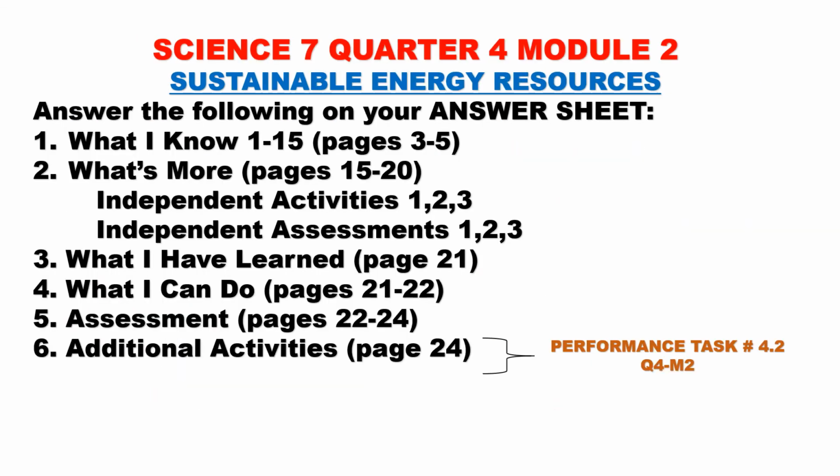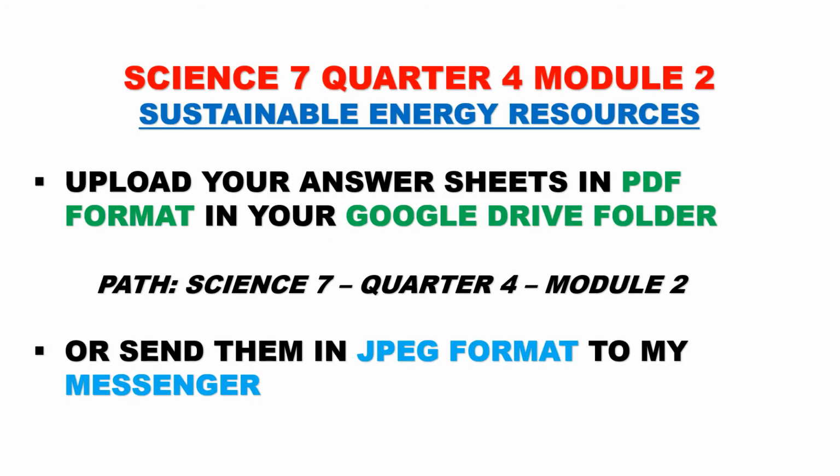Science 7, Quarter 4, Module 2, Sustainable Energy Resources. So these are what you need to have on your answer sheet. What I Know, What's More, Independent Activities 1, 2, 3, Independent Assessments 1, 2, 3, What I Have Learned, What I Can Do, Assessment, and the Additional Activities, which will be your performance task number 4.2. So if you are done answering Module 2, upload your answer sheets in PDF format in your Google Drive folder. The path is Science 7, Quarter 4, Module 2. Or send them in JPEG format to my messenger.